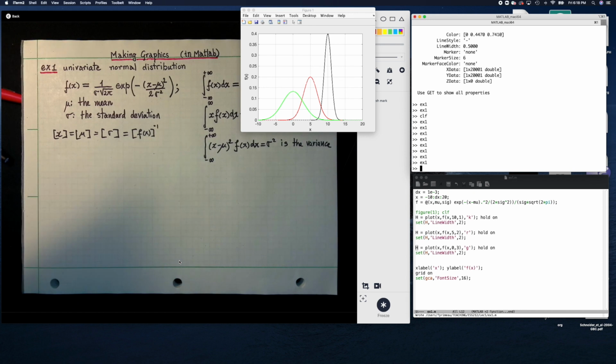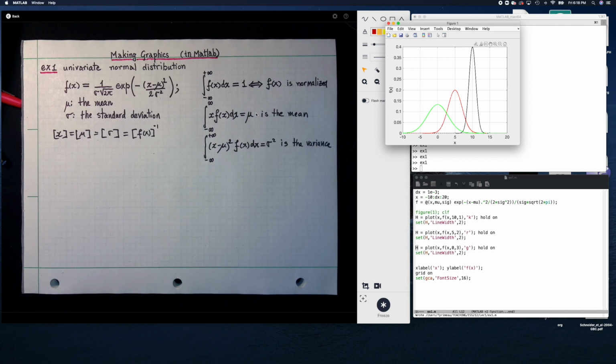So maybe we can check these integrals, right? It's supposed to be that the integral of f of x is 1, and the mean, this x times f of x, should be mu, and this square deviation from the mean is supposed to give us sigma squared if I integrate that.